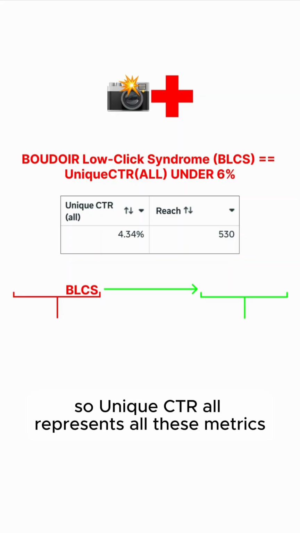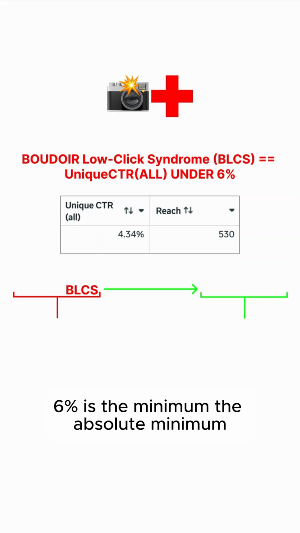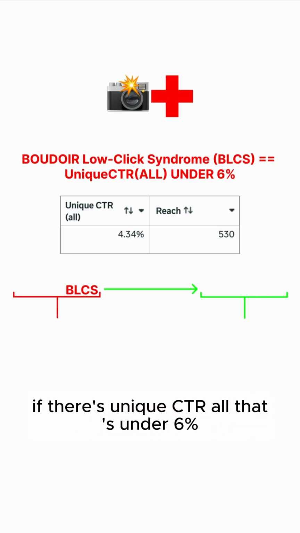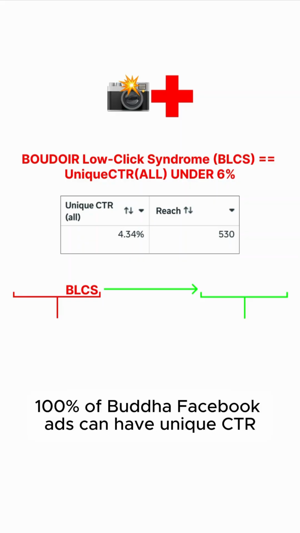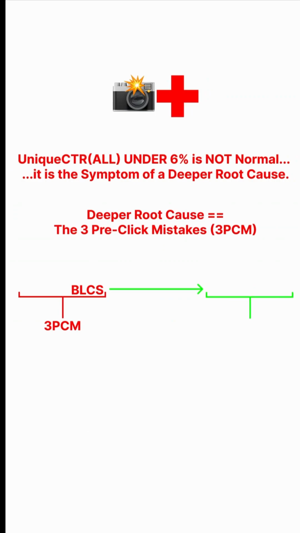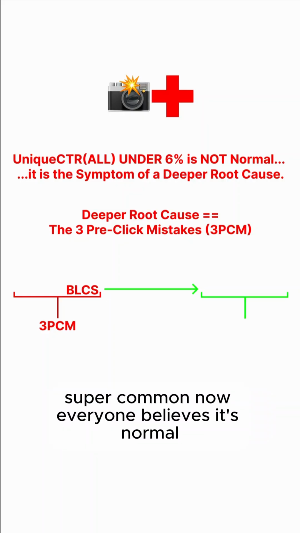So unique CTR represents all these metrics, and we need to get this number as high as possible. 6% is the minimum. The absolute minimum. If there's a unique CTR that's under 6%, we've got massive big problems. 100% of Boudoir Facebook ads can have a unique CTR above 6%. So unique CTR under 6% is not normal. Super common though. Everyone believes it's normal. Everyone just leaves it alone.